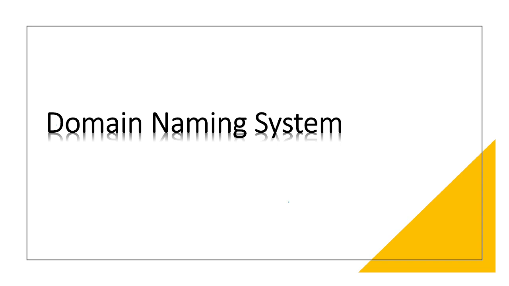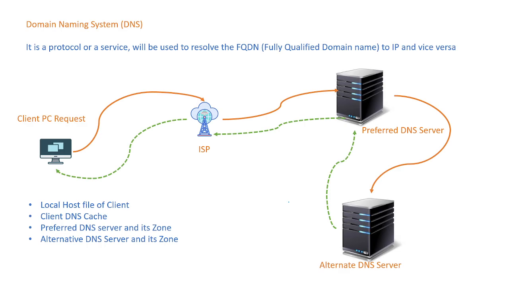Now let us understand how DNS works. Again, the Domain Name System is a protocol or a service used to resolve a host name into an IP address and vice versa. How will the resolution happen? You see this picture. Imagine you have a client PC. You log in to the computer and you are trying to access www.facebook.com.